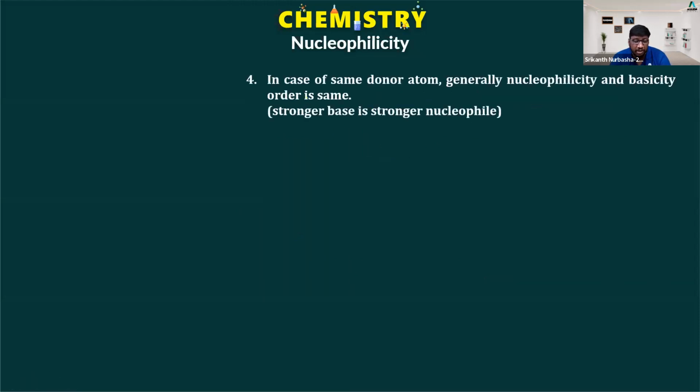Next, in a group and in a period, we have compared, and negative charge we have compared. In case of the same donor atom, generally nucleophilicity and basicity order are also the same. Stronger base is a stronger nucleophile. You have to compare basicity and apply the same to nucleophilicity. In the case of the same donor atom, basicity and nucleophilicity order is the same.